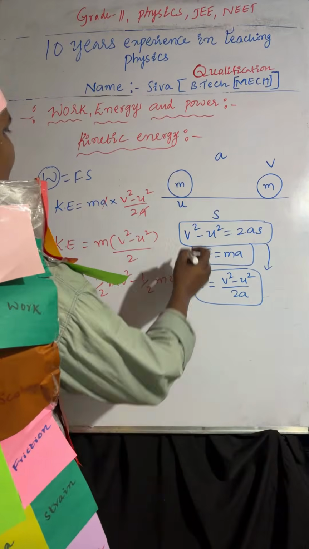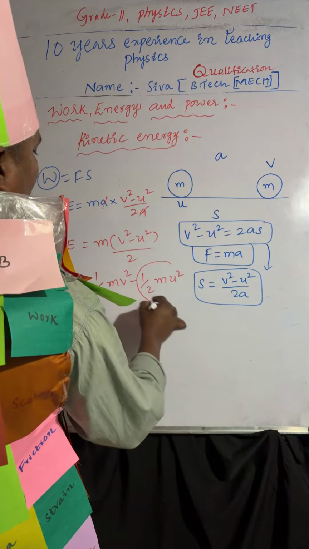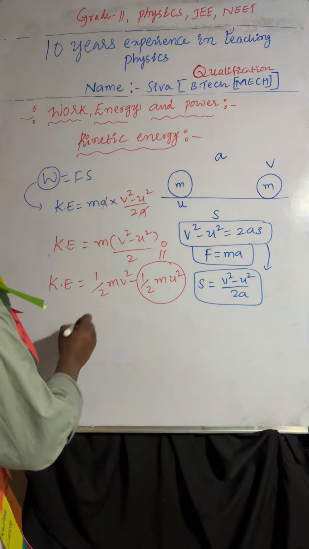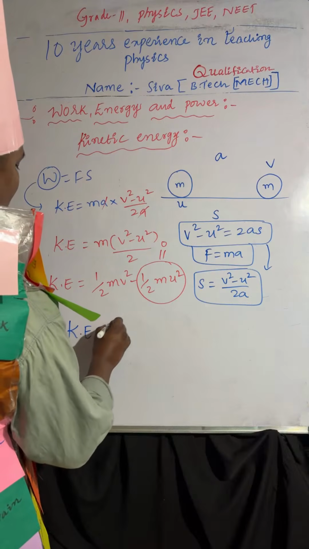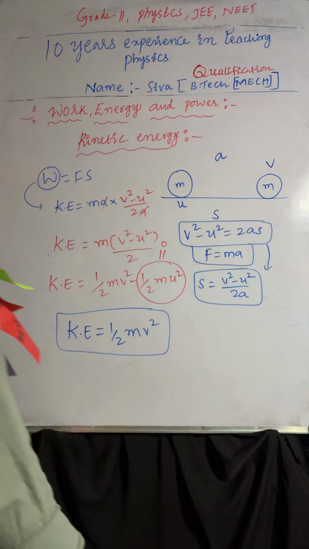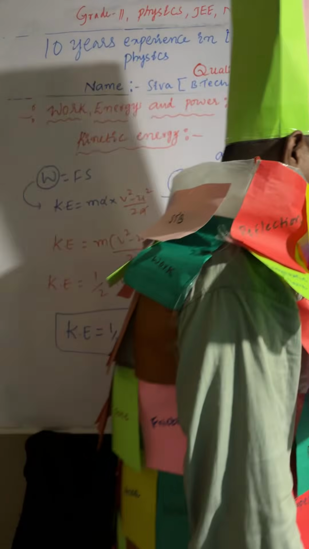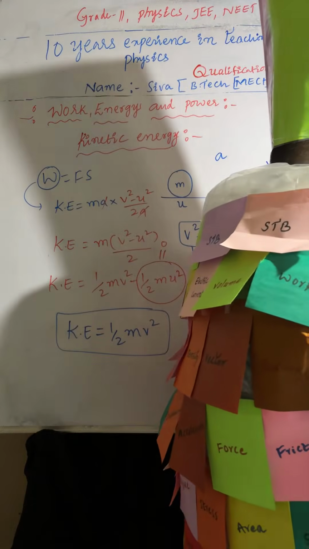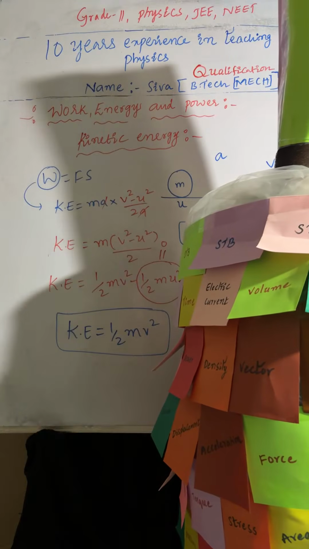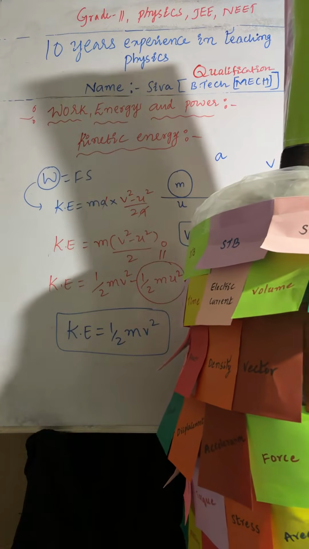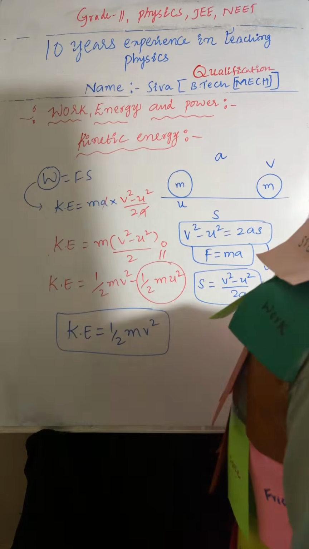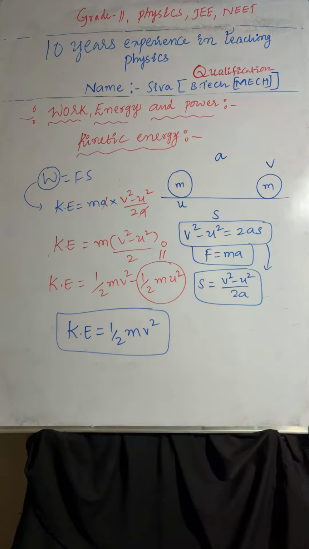Now if the body is starting from rest, this entire term becomes 0. Then kinetic energy equal to half mv square. K equal to half mv square. So understood? This is the kinetic energy formula, half mv square. Is it clear?